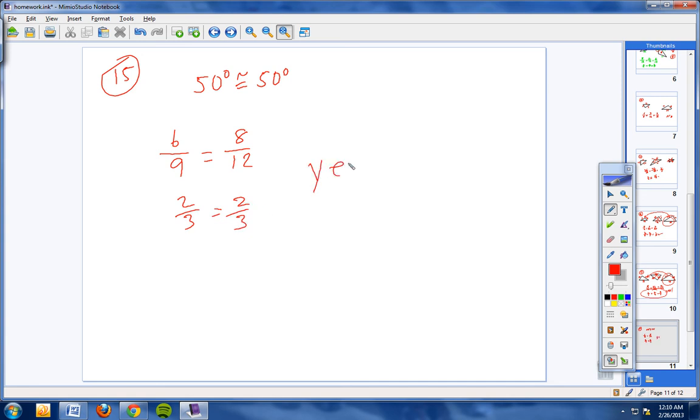So yes. And I'm not going to keep writing the similarity statement they ask for. I mean, I'll do it real quick. I don't want to do it every single one. We'll say triangle ABC is similar to triangle DFE.